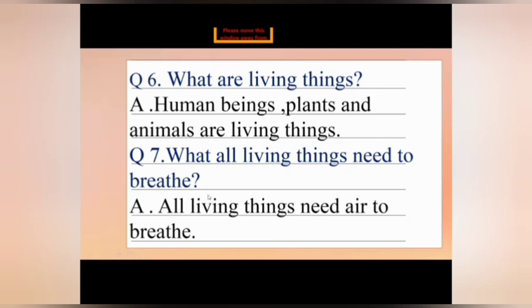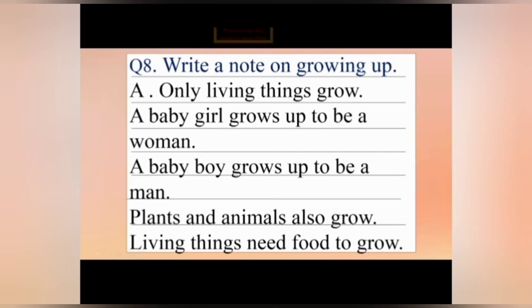ठीक है, सारी living things को क्या चाहिए होता है breathe करने के लिए, सांस लेने के लिए, जिसके लिए हम जिंदा रहते हैं, जिसकी वजह से all living things need air to breathe. Okay, air to breathe. Write a note on growing up. All living things grow. ठीक है, सारी living things grow करती हैं. A baby girl grows up to be a woman. A baby boy grows up to be a man. Plants and animals also grow. Okay, living things need food to grow. Okay, this is the answer of question number 8.